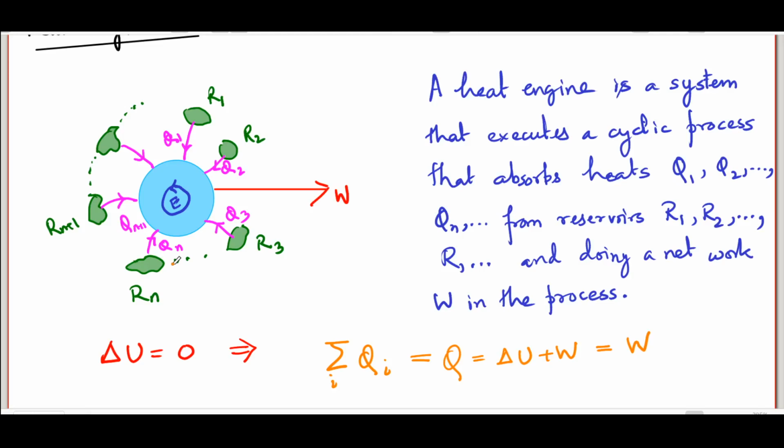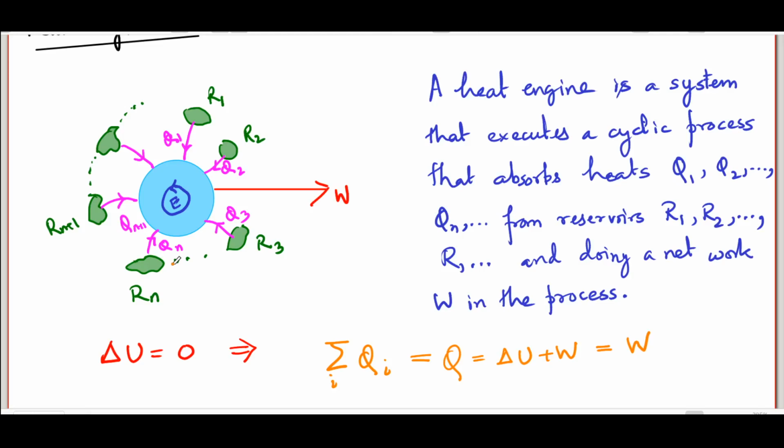Q2, Q3, Qn plus 1 and so on, you are going to get the net heat flowing into the system, Q, and that is equal to delta U plus W in general, but since delta U has to be 0, this is the same as W. So the work done here is equal to the net heat going in. However, note the word net heat going in here.